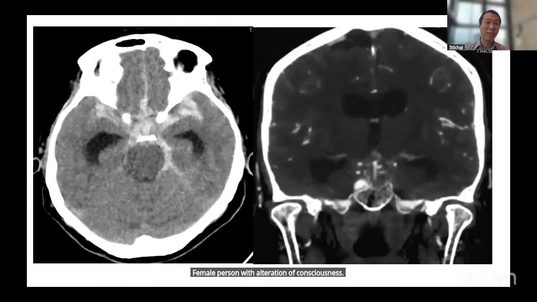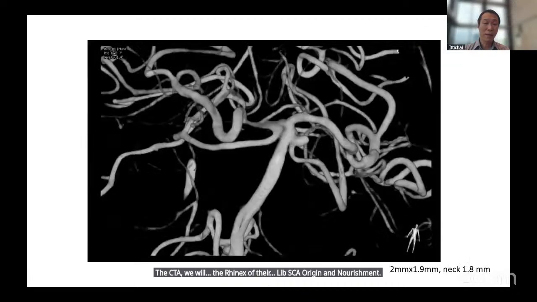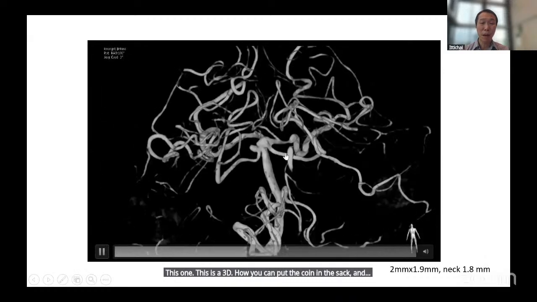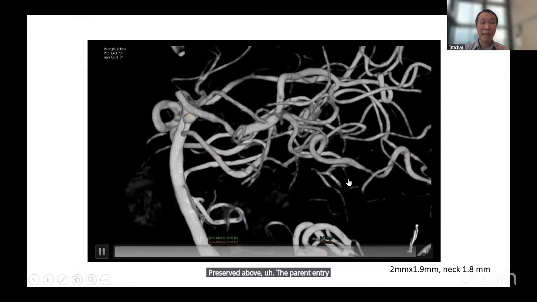And the third case, this is a very old patient, a 78-year-old female presenting with alteration of consciousness. You can see diffuse subarachnoid hemorrhage, and the CTA reveals a left SCA origin aneurysm. This one is a 3D image. How can you put the coil in the sac and preserve the parent artery of the SCA?